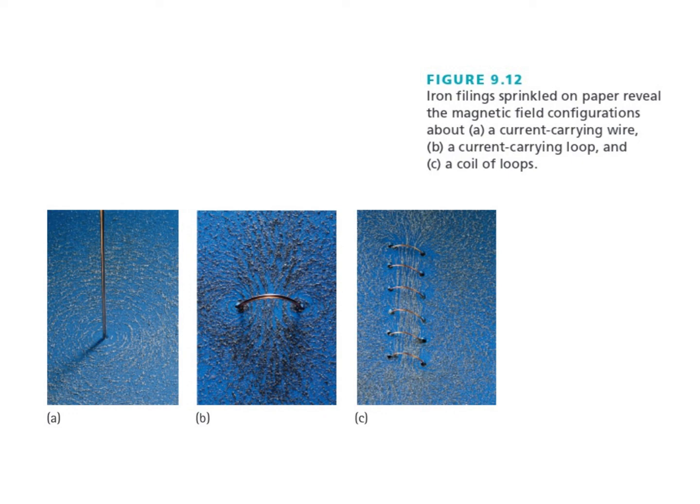Now, one thing you might ask yourself, where's the current in a bar magnet? Because I said just a second ago that all magnetic fields are created by moving charges. And so I've got a north-south pole in a bar magnet. Where are the electric currents?